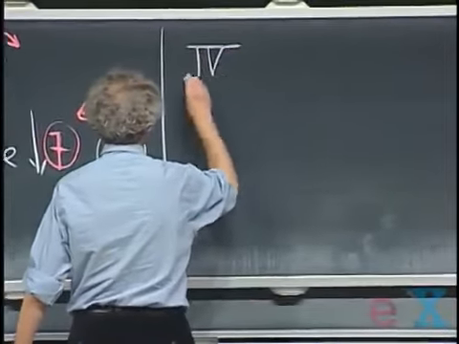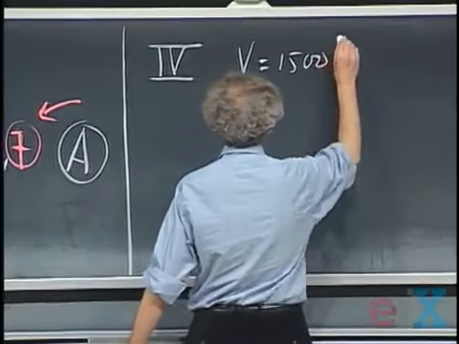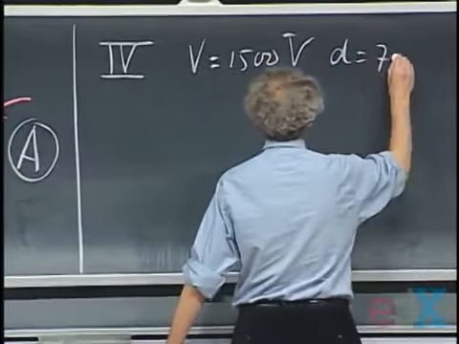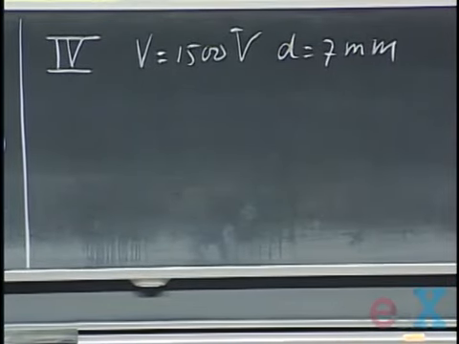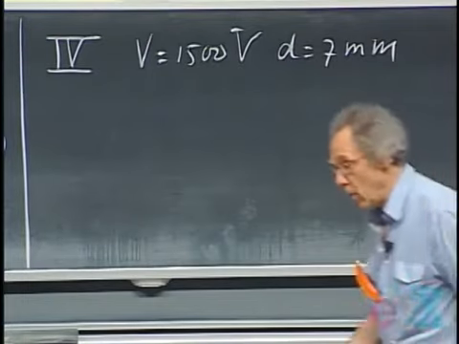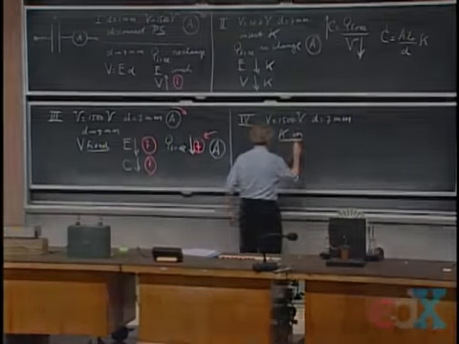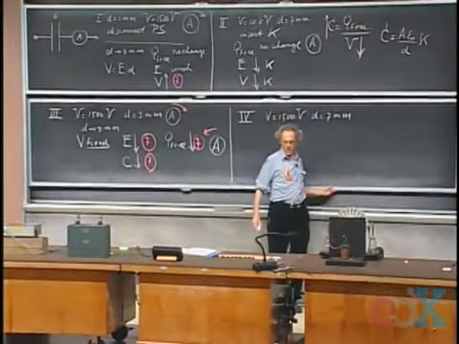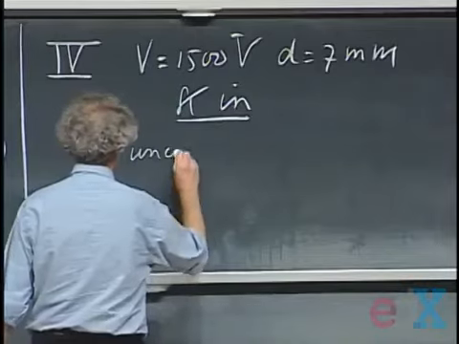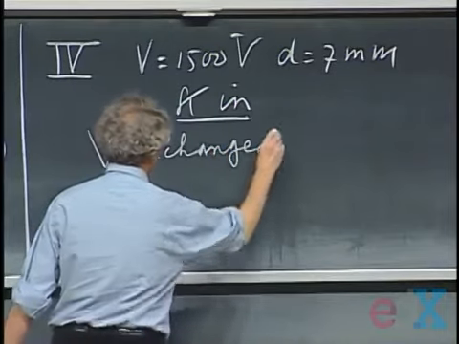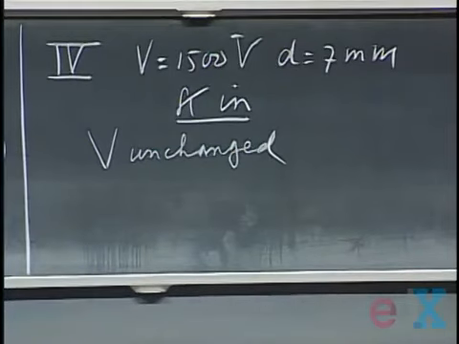So my experiment number 4, I start with 1500 volts. I start with D equals 7 millimeters, and I'm not going to change that. There's no dielectric in place, but now I put the dielectric in. So kappa goes in. What now is going to happen? Well, for sure, V is unchanged because it's connected with the power supply. So that cannot change. What happens with Q3?